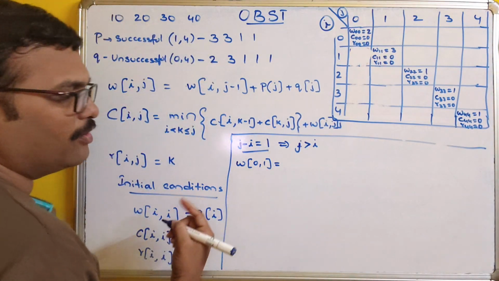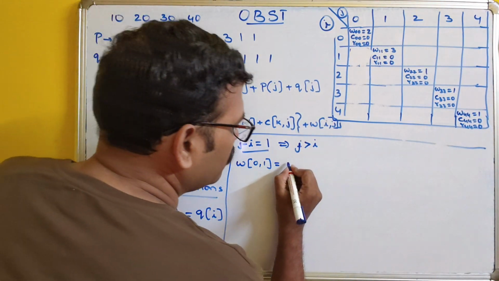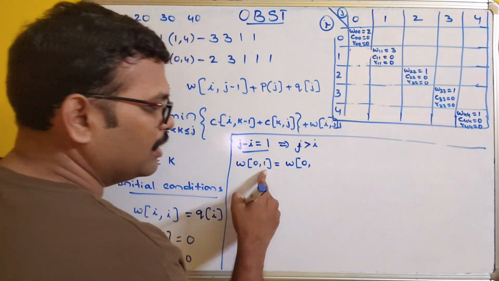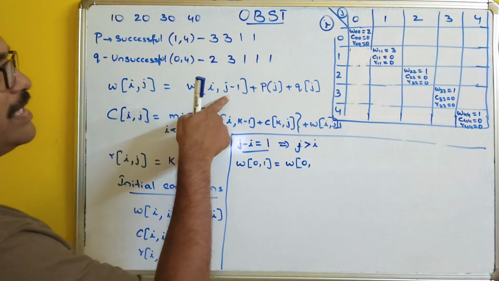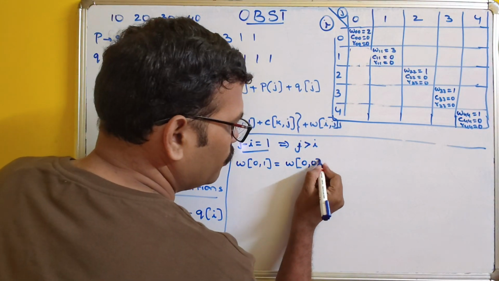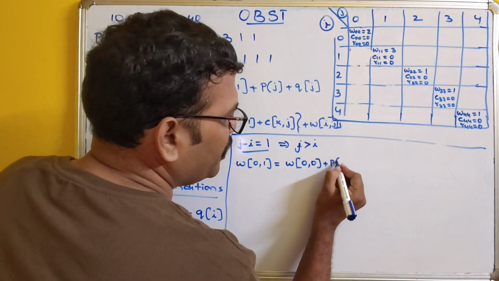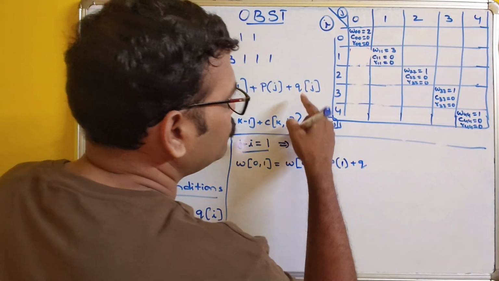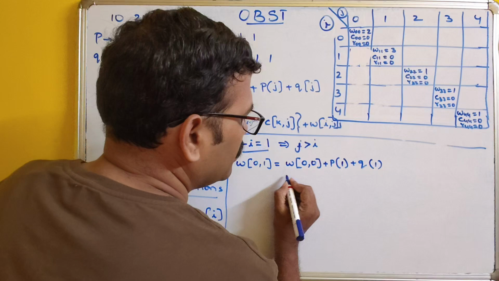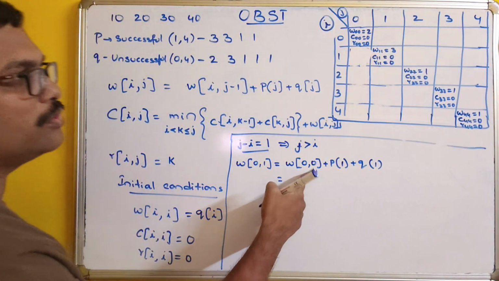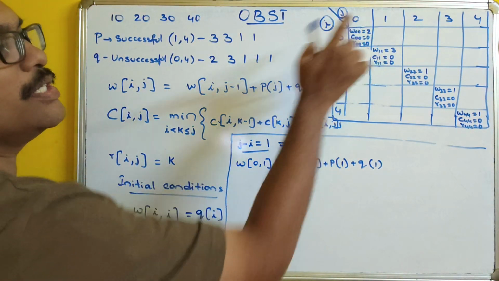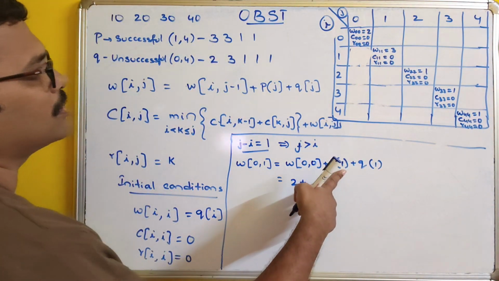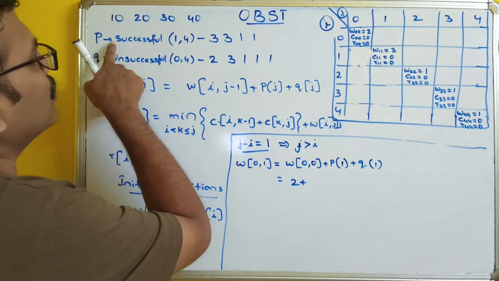Now what we have to calculate: W of 0 comma 1 is equal to W of i value 0 comma, next what's the formula here, j minus 1, that is W of 0 0, plus P of j, which is 1, plus Q of j, 1. So which is nothing but W of 0 0. W of 0 0 is 2. So 2 plus P of 1. P of 1 is 3.